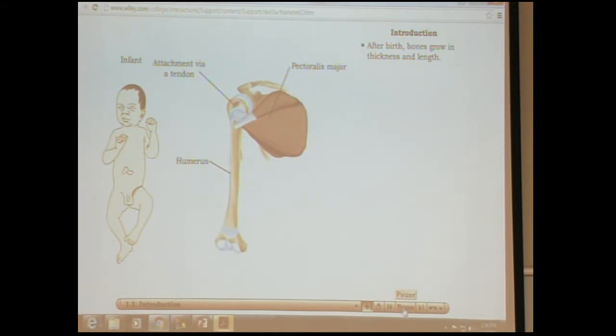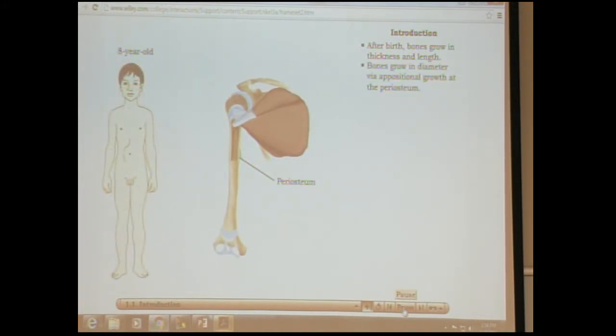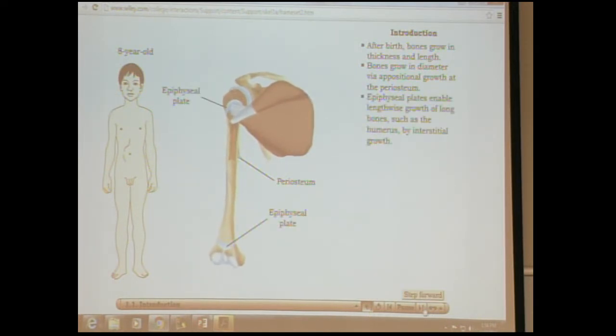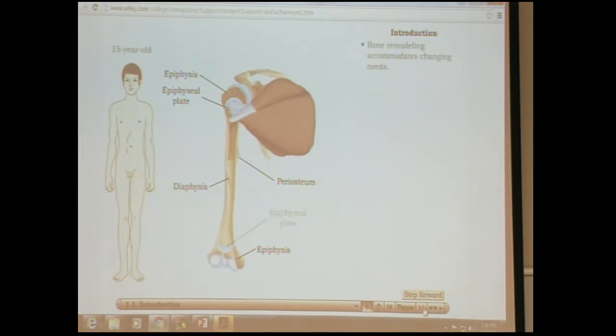And remodeling. During childhood, bones grow in diameter or thickness via appositional growth. Long bones grow lengthwise via interstitial cartilage growth. As the bones grow and mature, they grow through continual remodeling, a process of reshaping and resizing to accommodate changing forces.